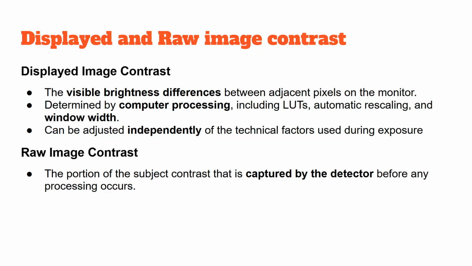Displayed and raw image contrast. Subject contrast we're going to get into a lot on, so I want to go over these first. Displayed image contrast, the visible brightness differences between adjacent pixels on the monitor, determined by computer processing including lookup tables, automatic rescaling, and window width. This can be adjusted independently of the technical factors used during exposure. Then we have raw image contrast. This is the portion of subject contrast, which we're going to talk about in just a second, that is captured by the detector before any processing occurs.